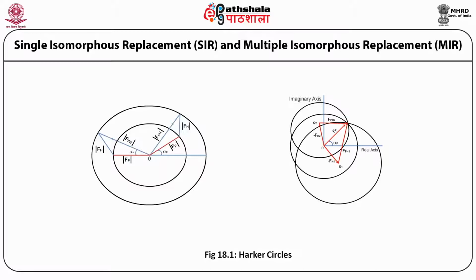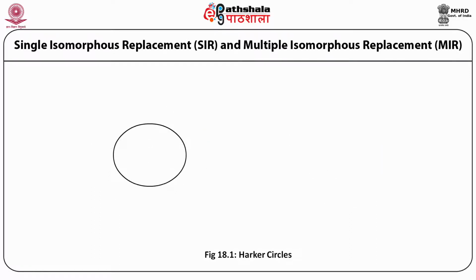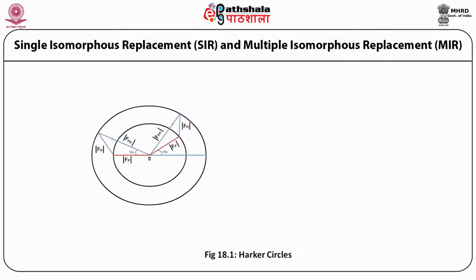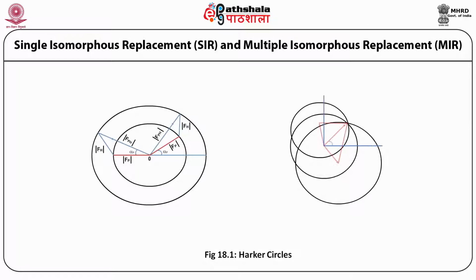Again, ambiguity is there. To overcome that, you choose a third derivative, let it be the heavy atom H2. Then you get the position and calculate the contribution to the structure factor, that is minus FH2. From O, you shift to the new origin by this amount. Then we have FPH2 from O2. With O2 as the center and FPH2 as the radius, draw another circle. This is a small circle. Now we see all three circles will cut only at a single point. So using this, we can get the unique value for the phase angles.